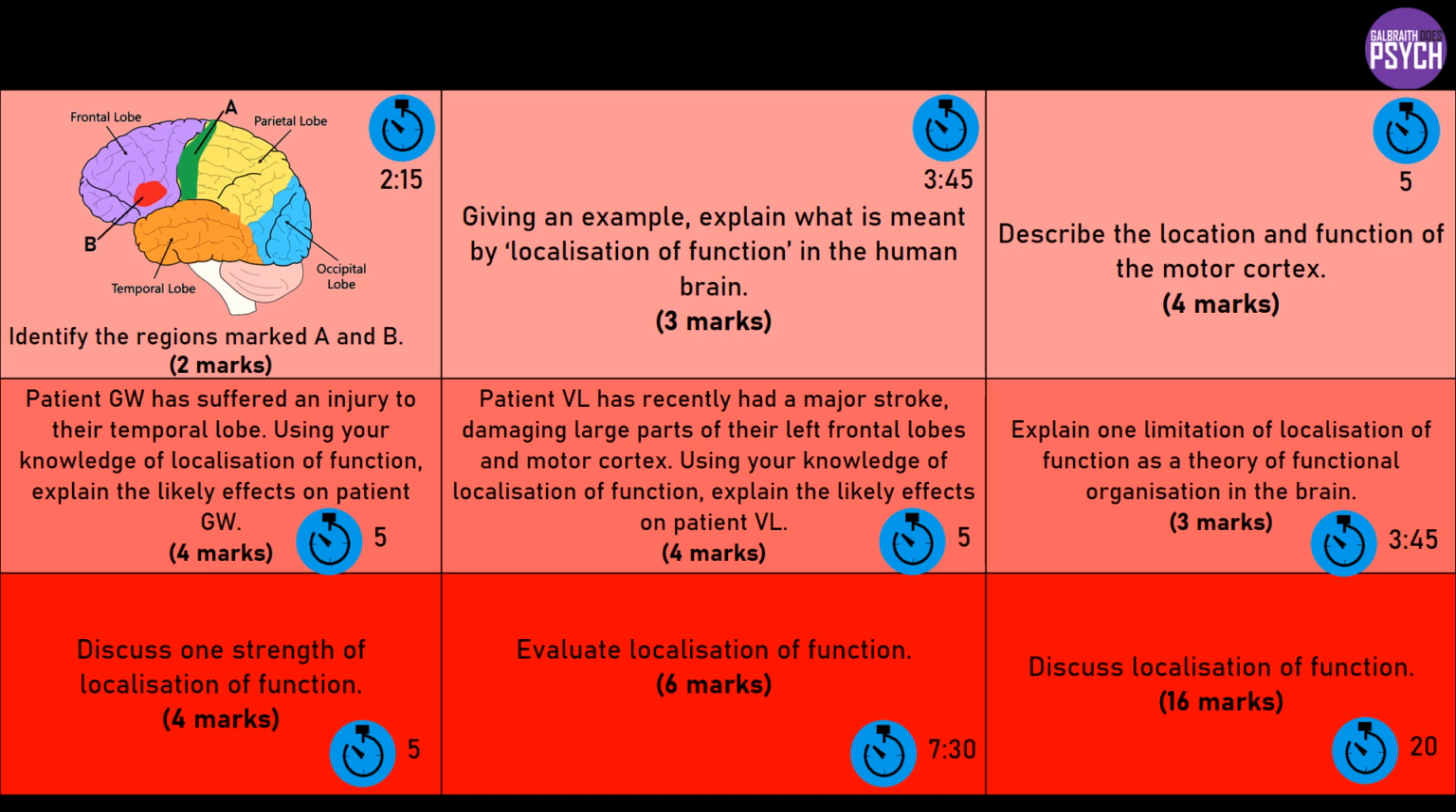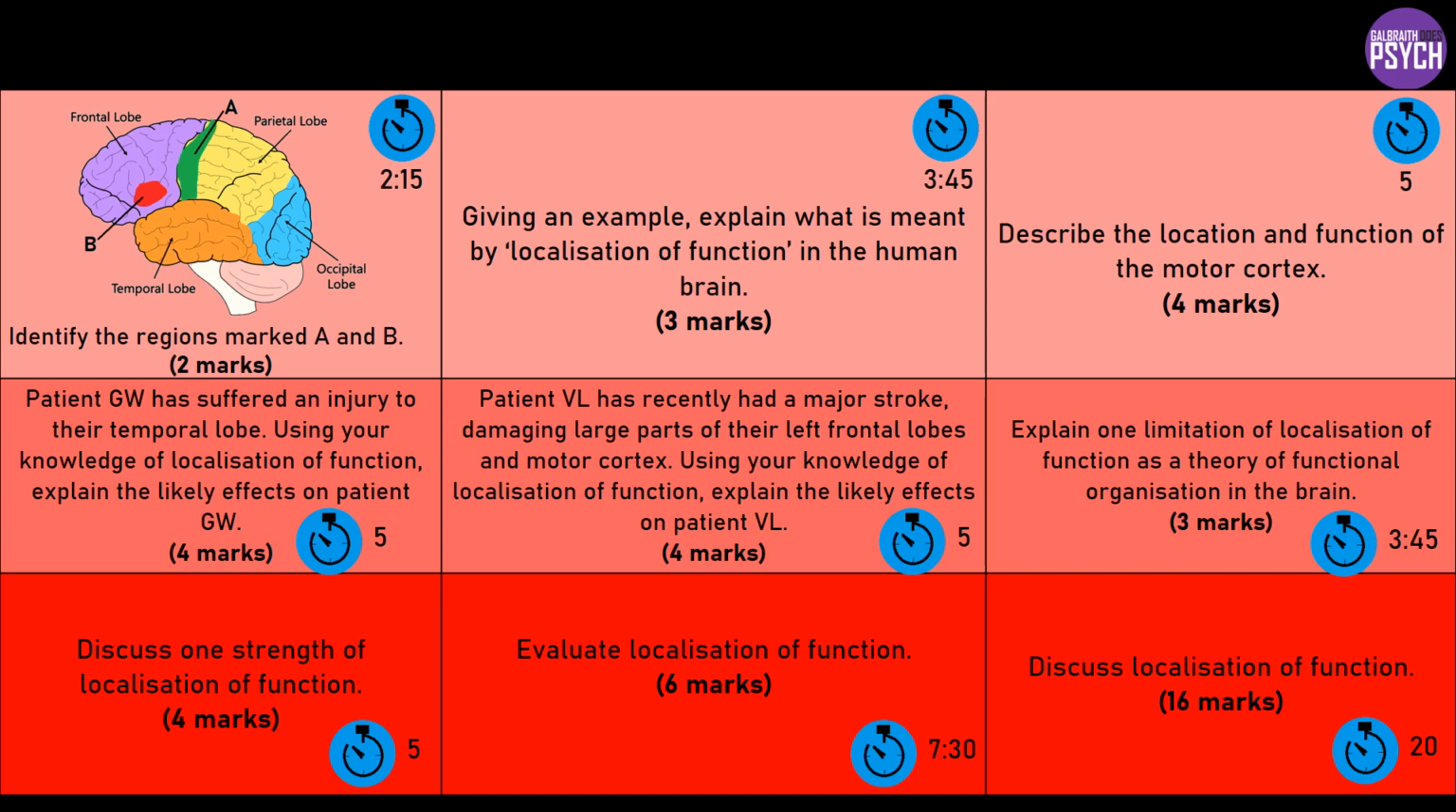For example, case studies from researchers like Broca on patient Tan have suggested that damage to certain regions of the brain, such as Broca's area, does indeed result in functional impairment. For example, patient Tan had damage to Broca's area and he could only say 'Tan', so his speech was impaired. This suggests that that particular region of the brain is indeed linked to a particular function in line with localization of function theory, and therefore maybe it's a credible theory. So that's me explaining the strength.